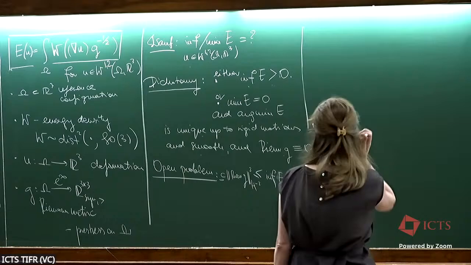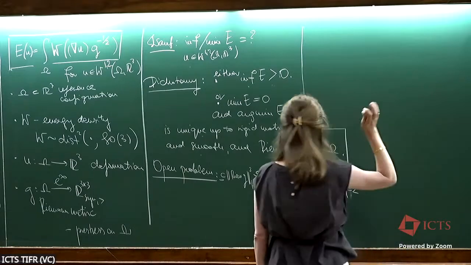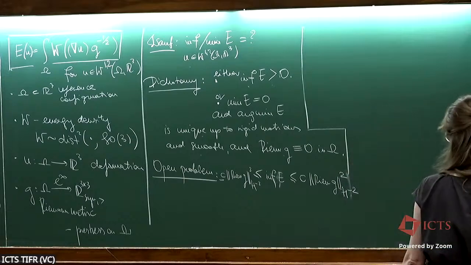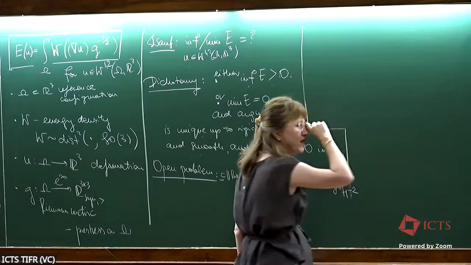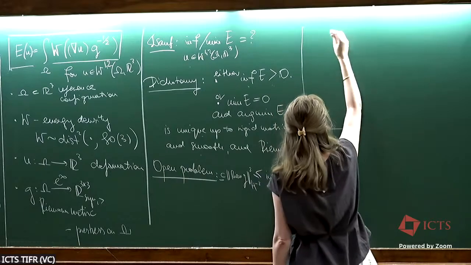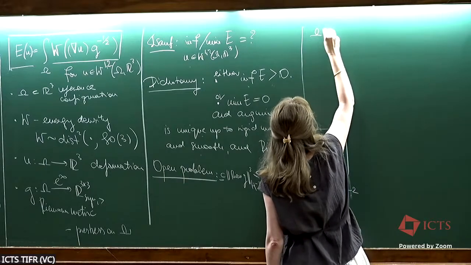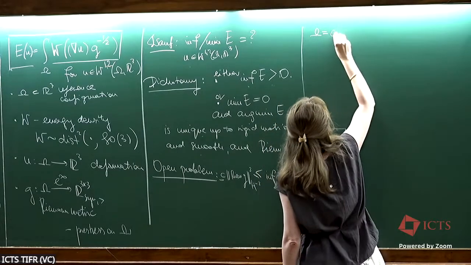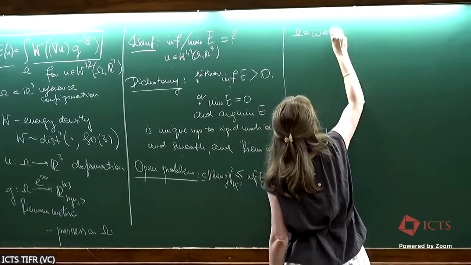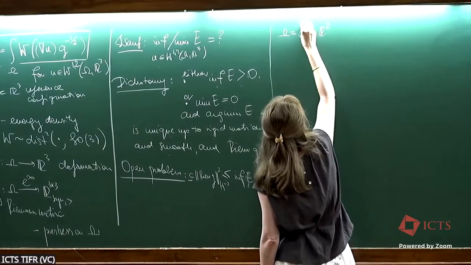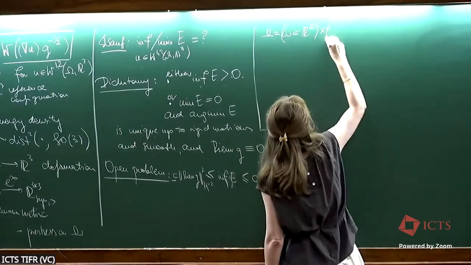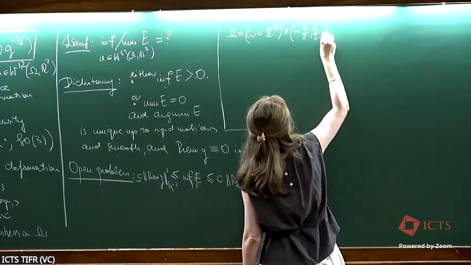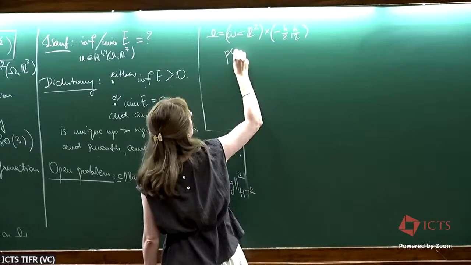But today, what we start doing is we will focus on a topic that's of interest to several of you, and these are thin domains, thin films. So from now on, omega will always be a plate, that's a Cartesian product of a two-dimensional set, little omega, times an interval from minus h/2 to h/2. So it's a plate of thickness h.